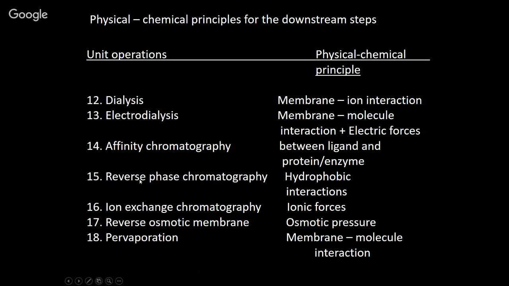Then comes reverse phase chromatography. This is based on hydrophobic interactions. As you know, proteins have hydrophobic amino acids. Some proteins are very hydrophobic, some are moderately so, and so on. The column material interacts with the protein, so hydrophilic proteins will come out first, and hydrophobic proteins will relatively slowly start coming out. This is called reverse phase chromatography, and it is again widely used in biological situations.